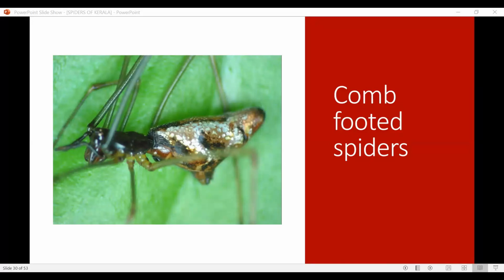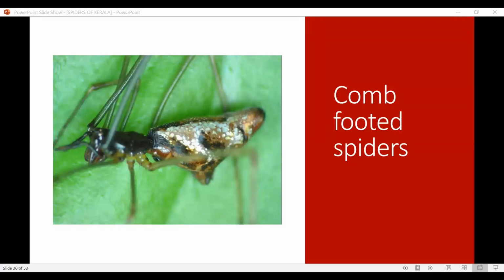So they are kleptoparasitic. That is, they will be present in the web of some other species, and what that host spider is collecting, they will steal. That is why that kind of nature is present in many species of this family, known by the name Theridiidae.